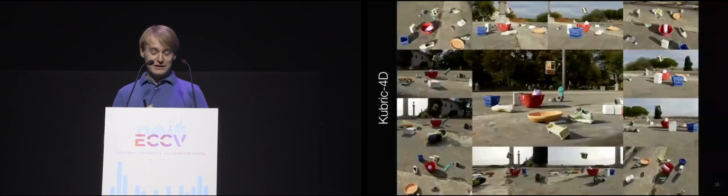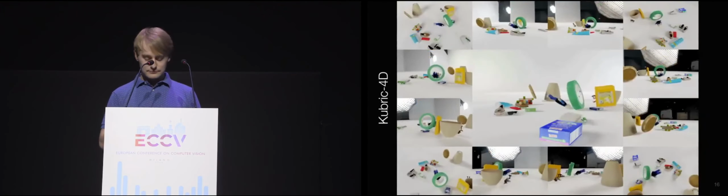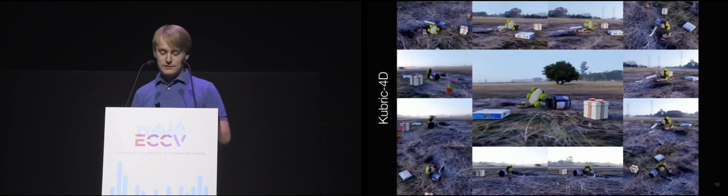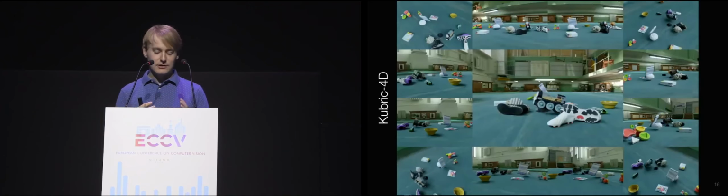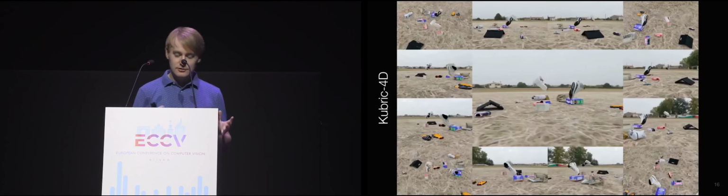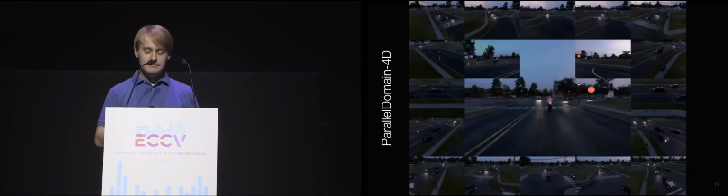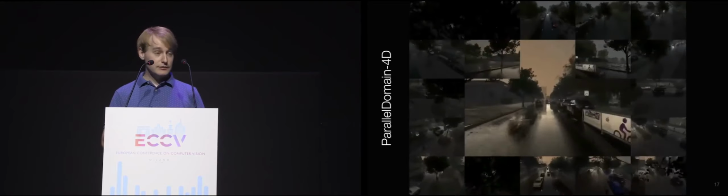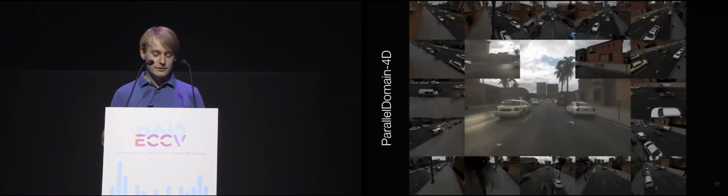So this whole thing is trained on multi-view video, and we contribute two different datasets in this context. The first one is based on the Google Kubric simulator, with many dynamic objects undergoing various complex motion and occlusion patterns. The second one is called Parallel Domain, which is also synthetic and has thousands of high-quality, diverse driving scenarios from 19 different viewpoints.